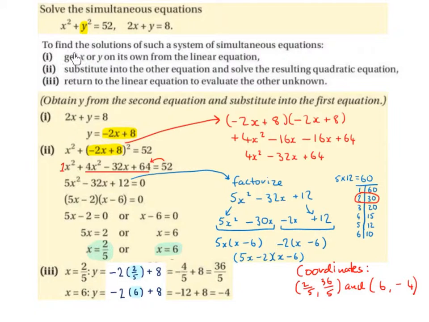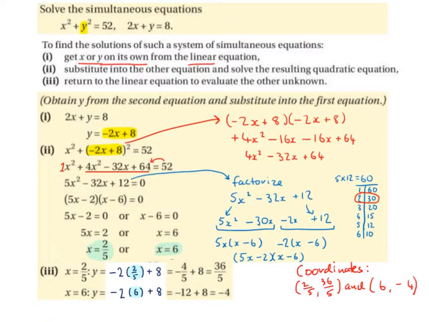Step 1, get x or y on its own from the linear equation. So we use the simpler equation, which doesn't contain any squareds, which is 2x plus y is equal to 8. So we're going to rearrange this so that either x or y is on its own. Step 2, substitute into the other equation and solve the resulting quadratic equation.